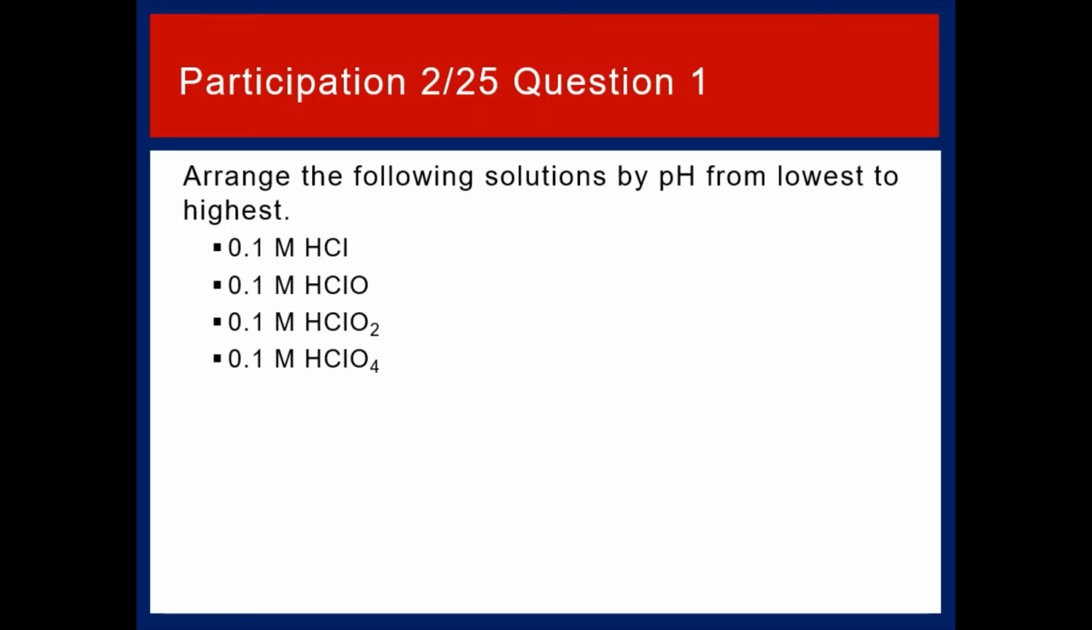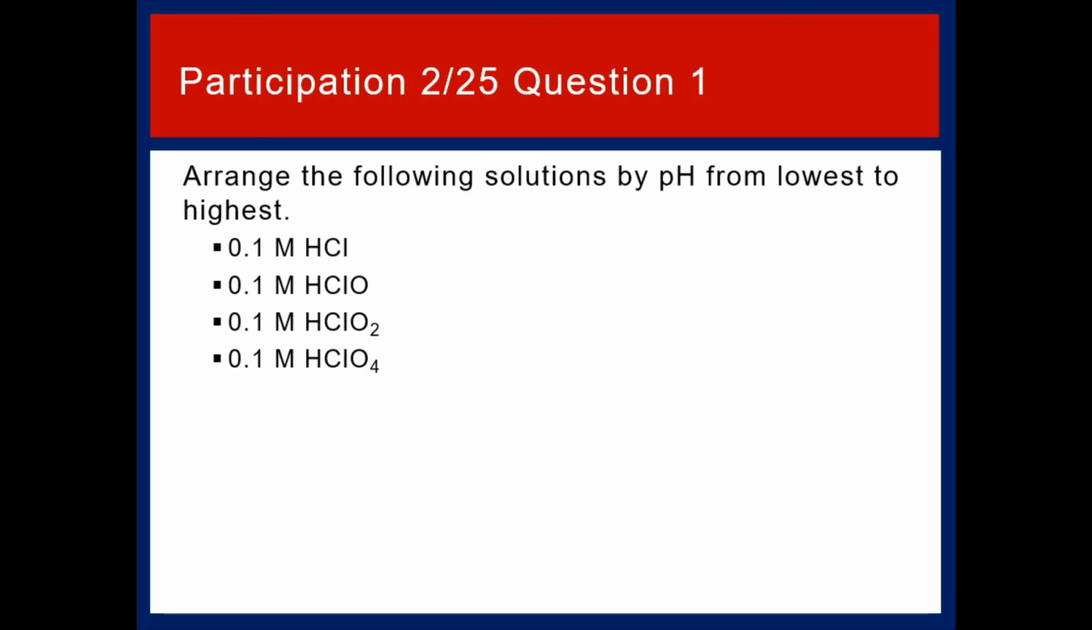Participation 225, question 1. Arrange the following solutions by pH from lowest to highest. So lowest pH to highest pH. It's 0.1 molar HCl, that's hydrochloric acid. 0.1 molar HClO, that's hypochlorous acid. 0.1 molar HClO2, that's chlorous acid. And 0.1 molar HClO4, that is perchloric acid.